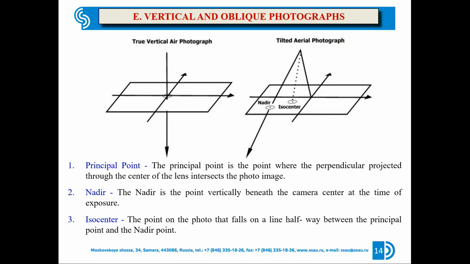Each photograph has three points: the principal point, which is the center point of the photograph, the nadir, and the isocenter. If it's a true vertical photograph, all three points will be the same, but that's not possible because there are a lot of problems, and in real situations there is no true vertical photograph.